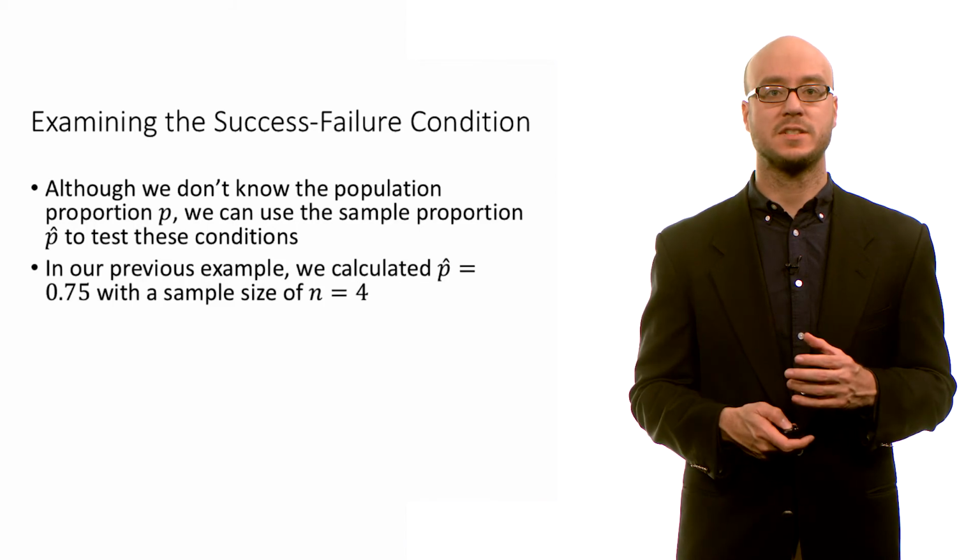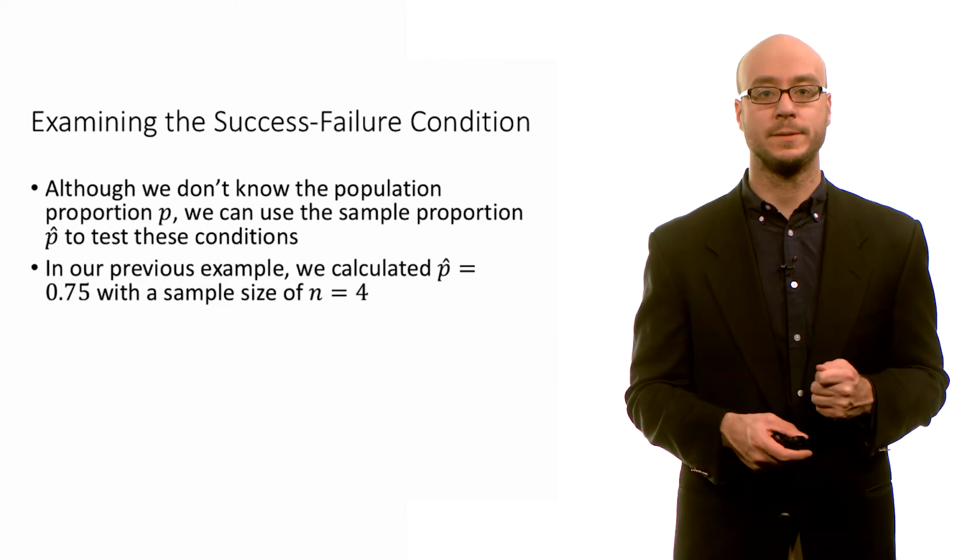We know the sample size, lowercase n, but we do not know the population proportion P unless we conduct a census. So the key point here is that we have to assume the success-failure condition holds, but we can use our sample proportion P hat to assess how confident we are in the validity of this particular assumption. So we can examine this success-failure condition using our sample proportion.